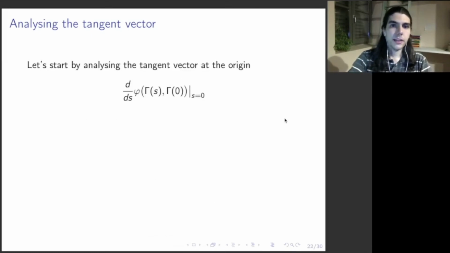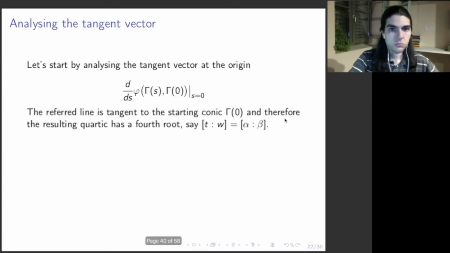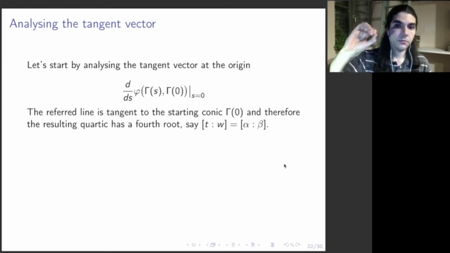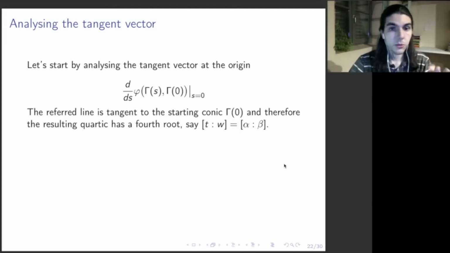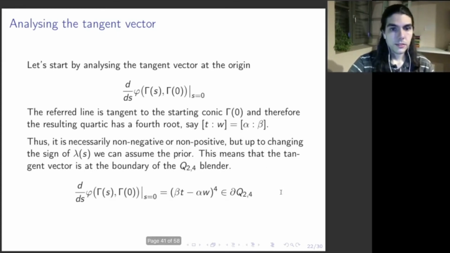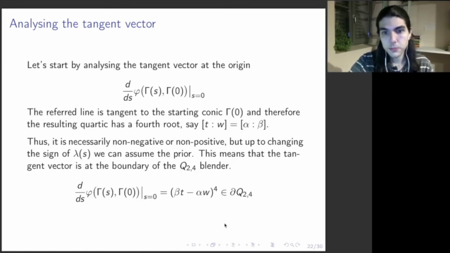Well, let's start by analyzing the tangent vector at the origin. So at S equals 0. In this case, we're taking the first conic, and we're taking the very tangent line to the same conic, because we're evaluating at 0. So we know that this conic and the double tangent line must have an intersection, must have a tangent point, and since it is a double line, in fact, we have a root of order 4, which means that the polynomial produced by phi must be of this nature. It must be a fourth power of a linear form. It has a root of order 4, right?